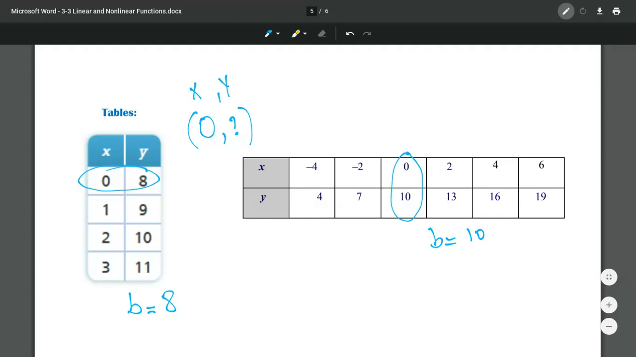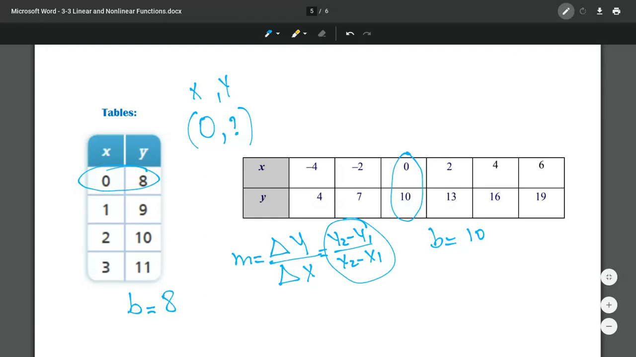For the slope, we need to find the change between the x's. So the slope will be delta y over delta x. Remember the formula y2 minus y1 over x2 minus x1. That's what it means. You are actually finding the ratio of the difference in y's over the difference of two x's.